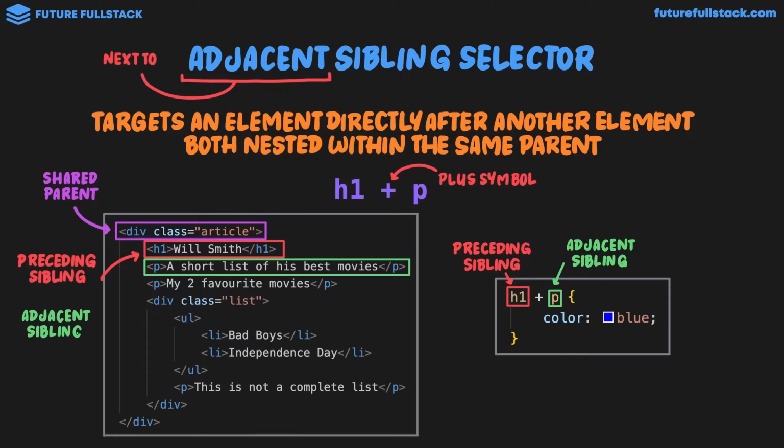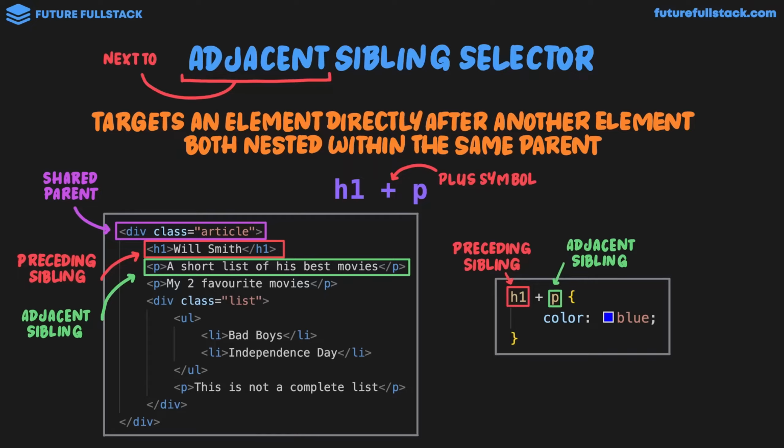It's the adjacent sibling. So the important part here is that the two elements we're selecting, the h1 and paragraph, need to be nested within the same parent, in this case the div. And because they're on the same level, they're considered siblings. Where we first select the preceding sibling, it's kind of like the root sibling. It's our reference point. And the next selector is the adjacent sibling, and it's specifically targeting the element directly after the preceding sibling. So that's why only the first paragraph is selected, and not the paragraph below it.